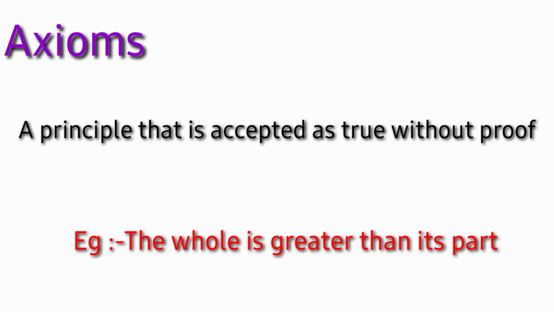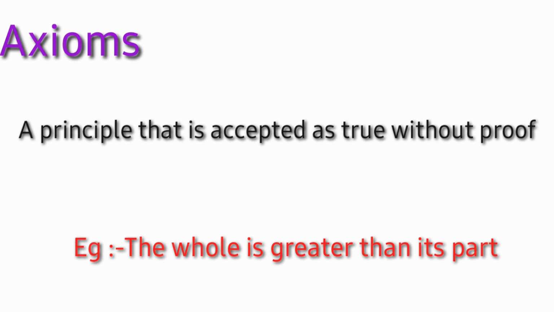But we know it is a truth. Consider the statement, the whole is greater than its part. We know that it is a truth, but we can't give a mathematical explanation as its proof. We can give only examples for this. So this statement we can refer to as an axiom. You can refer to the chapter Introduction to Euclid's Geometry for more axioms.